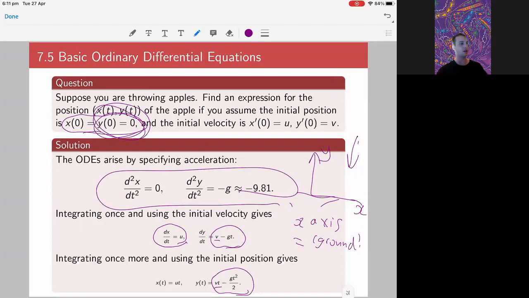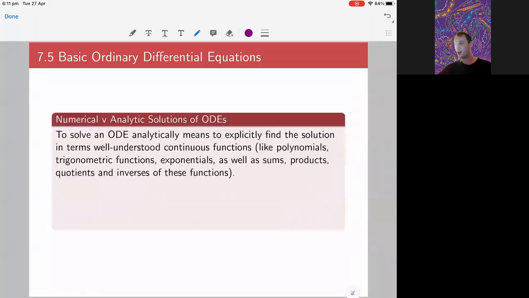Just before we wrap up the ordinary differential equations unit, yes, I know this was very short indeed. We barely got to do anything with ODEs, but those two examples that we just looked at were situations in which we could actually write down a solution explicitly. It turns out that you can't always do that. To differentiate between when we can and when we can't, we talk about solving ODEs analytically and solving ODEs numerically. Solving ODEs analytically is what we just did. It means we explicitly wrote down the solution in terms of well-understood continuous functions.